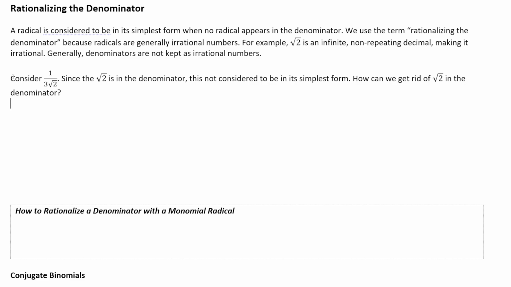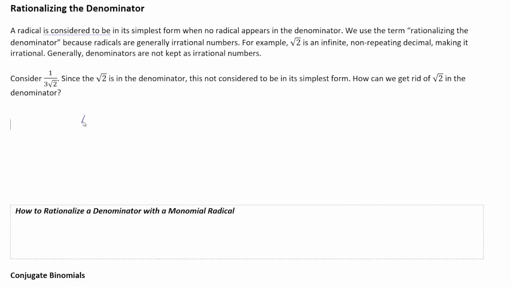So if we look at this fraction right here, 1 over 3 root 2, we've got root 2 in the denominator. Root 2 is an irrational number. So we don't want to have root 2 in the denominator. It's not in its simplest form. We want to get rid of this root 2 in the denominator. So how do we get rid of the root 2 in the denominator without changing the value of the fraction? This is how we do it.